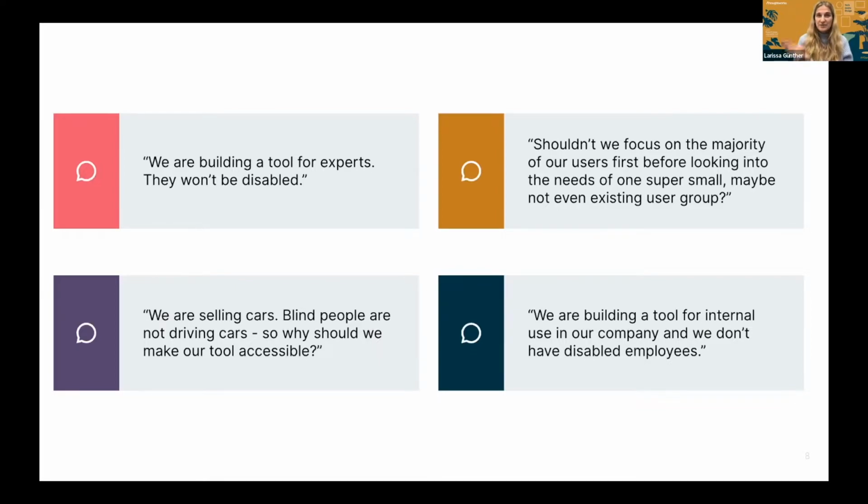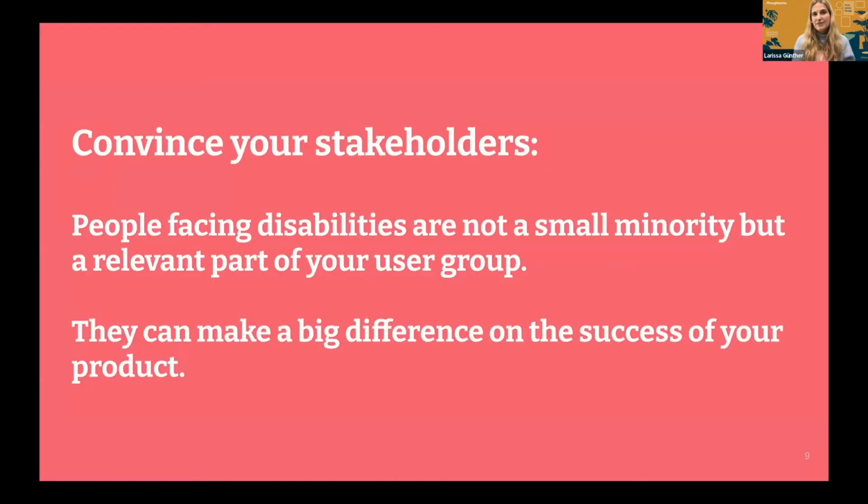So maybe you heard some similar statements in your project too, when it comes to accessibility. And this might be a clear sign that your colleagues don't really understand the dimensions of disabilities and that they might need some help with that. This is at least what I figured in my accessibility program: I have to convince the stakeholders in my team that people facing disabilities are not a small minority, but a relevant part of our user group, and that they can actually make a big difference to the success of our product. And these are some of the arguments I've used for that.